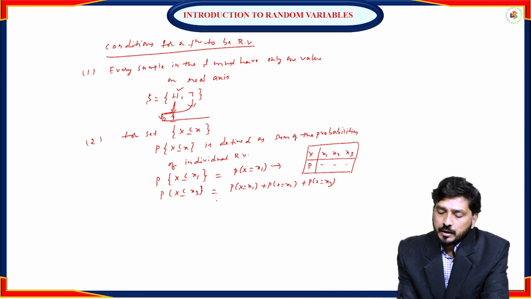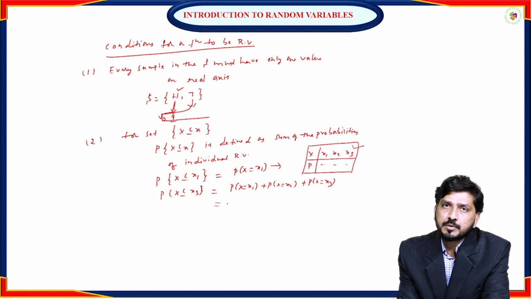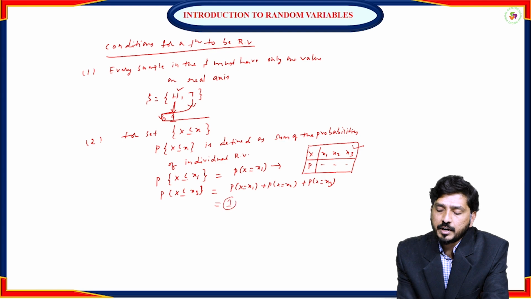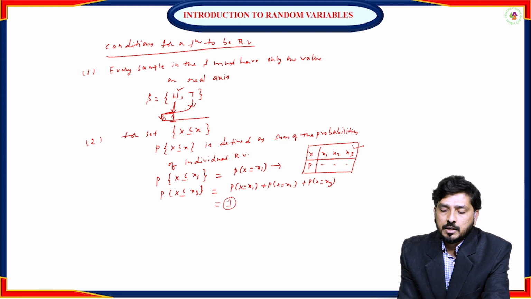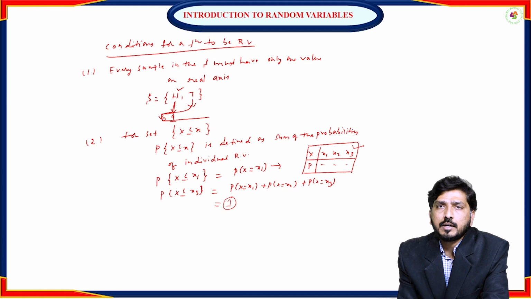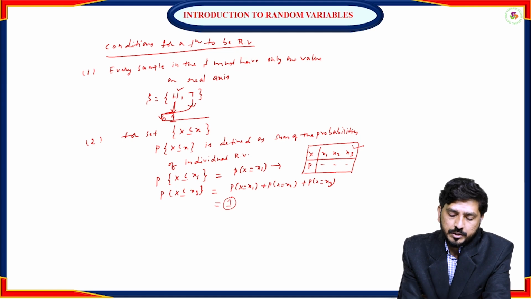Here, when you are finding the probability of the last random variable, the sum of the probabilities of the random variables will be equal to 1. This is default and it will be explained with the help of an example. So the point is, the probability of the set of random variables X less than or equal to x must be equal to the sum of all the probabilities of the individual random variables. This is also one more condition.